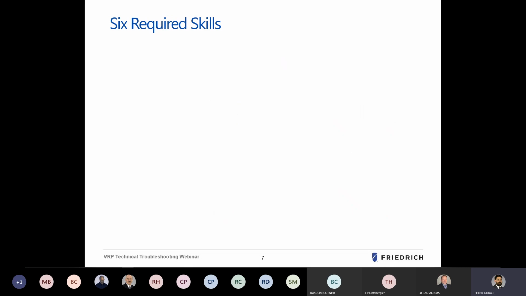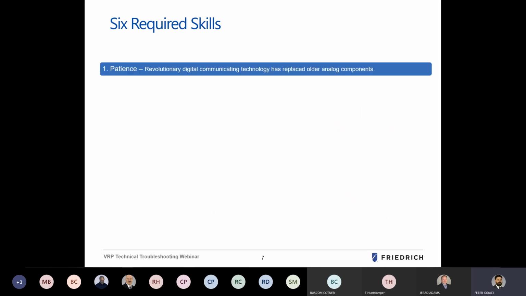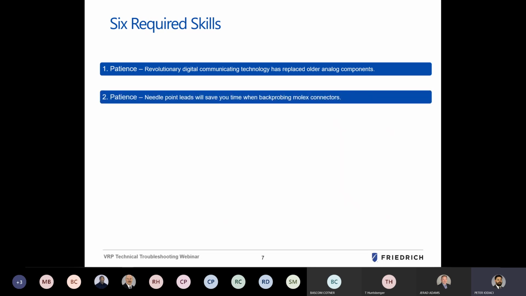As far as skills are concerned, there are 6 required skills for troubleshooting the VRP. The first one is patience. Revolutionary digital communicating technologies replace older analog components. So communicating digital technology is registered in DC voltage and not AC voltage. So it's very important that we understand how that technology works.